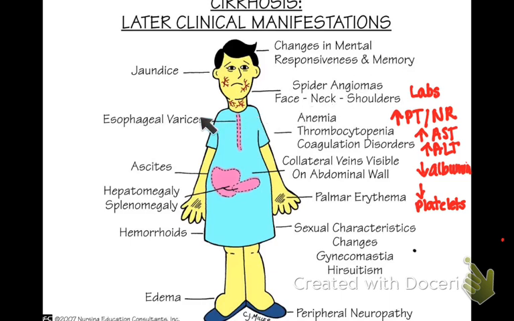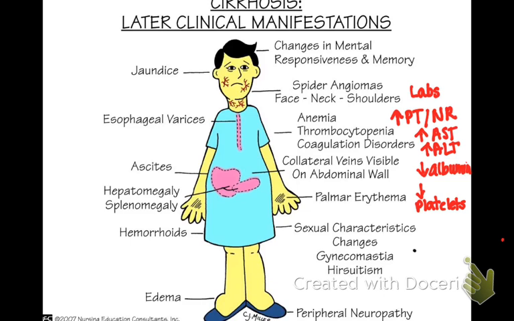We already talked about the esophageal varices. We're going to talk more about ascites, but we talked a little bit about ascites, collateral veins visible on the abdominal wall. The video talked about that caput medusae. Anemia, thrombocytopenia, and coagulation disorders. Hemorrhoids, we already talked about that. That's important to know. You're going to tell your patient not to strain.